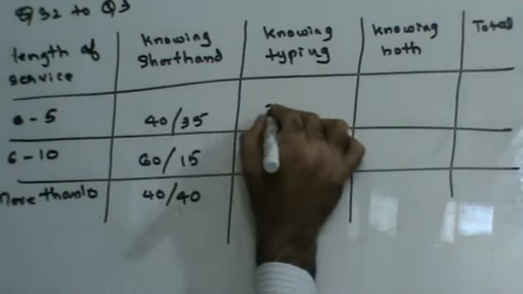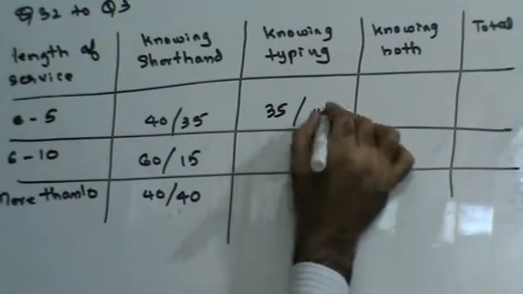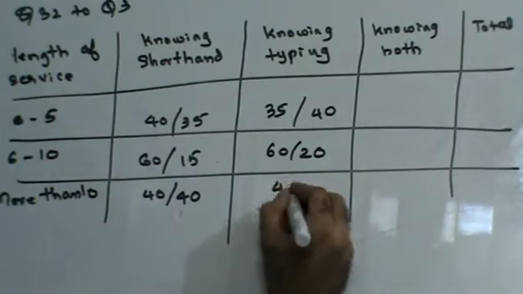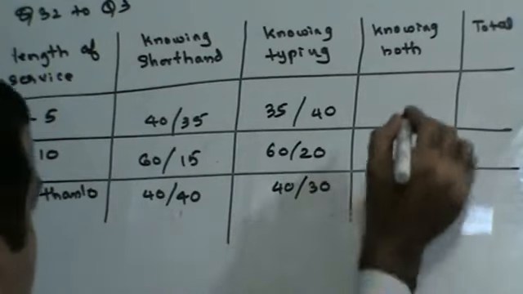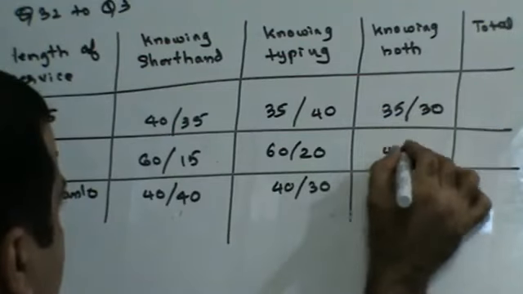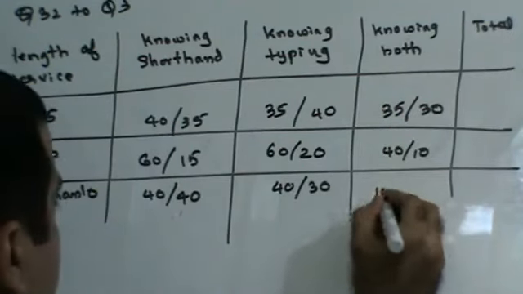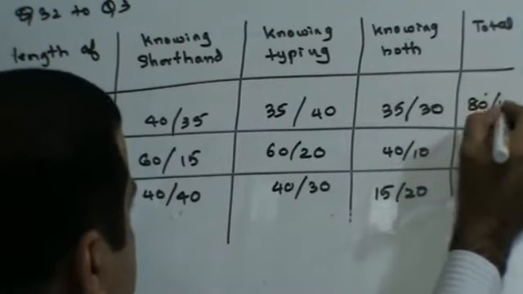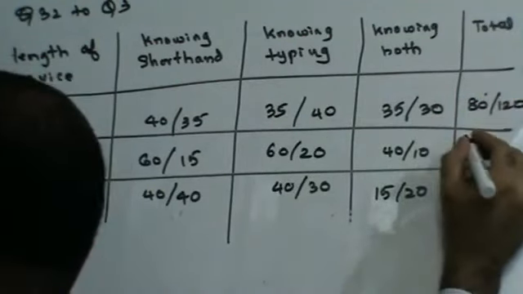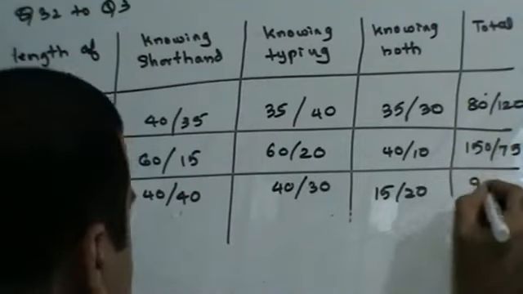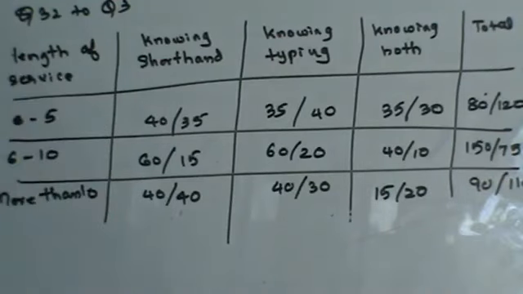Next, 35/40, 60/20, 40/30, 35/30, 40/10, 15/20, 80/120, 150/75, and 90/110.